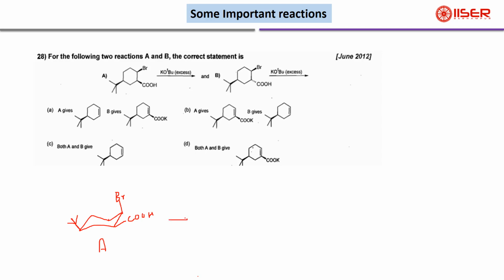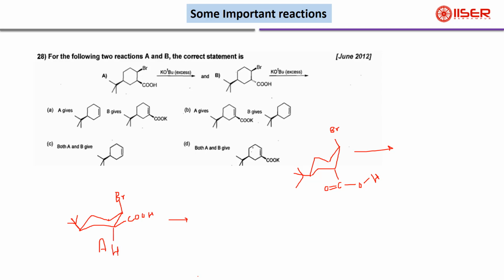Okay, let's draw the next one. In case of this, this part is same, bromine is above the plane, whereas CO2 is below the plane. This is B. Now in this case there is a proton available which is in an anti-periplanar arrangement.